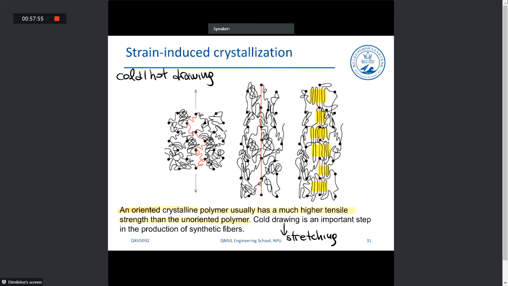So in this direction, strength and modulus are much higher than the undrawn materials.